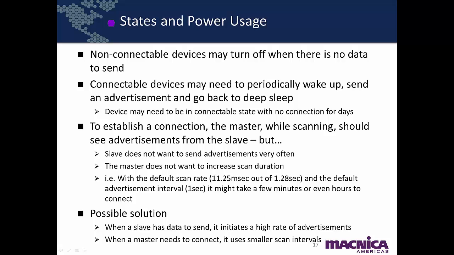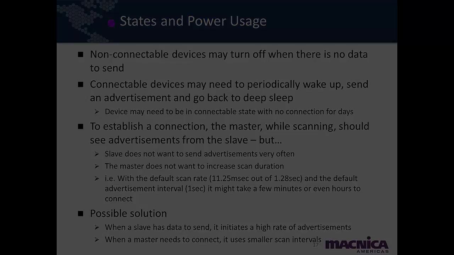Look at the example here with the different rates being used. A master will scan for 11 milliseconds out of every 1.28 seconds. And a slave will advertise only once a second. It may take hours for those 2 cycles to actually cross. So, as a designer, you may need to dynamically adjust the rate at which your master or slave scans or advertises depending on the nature of the data.